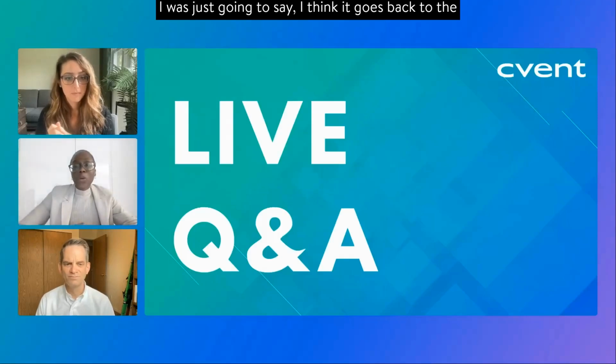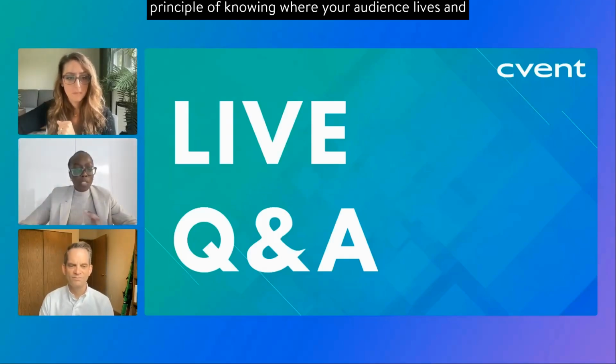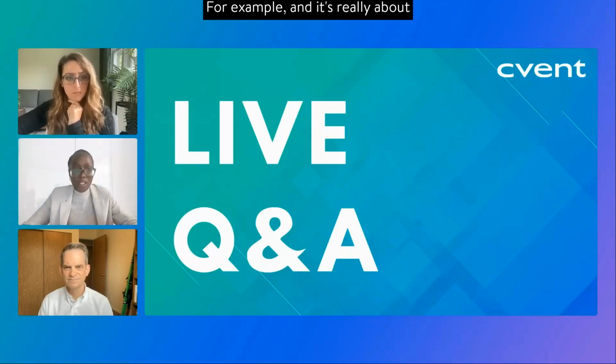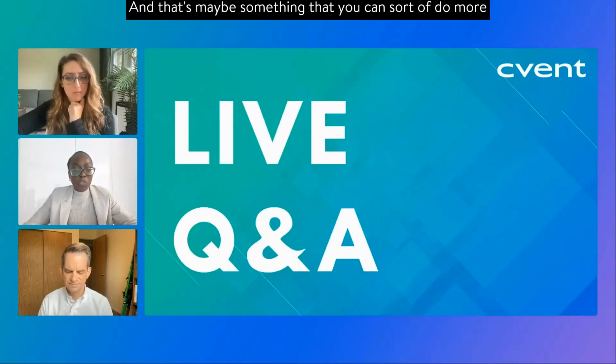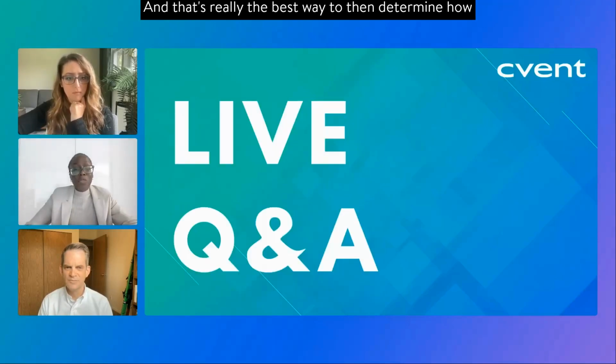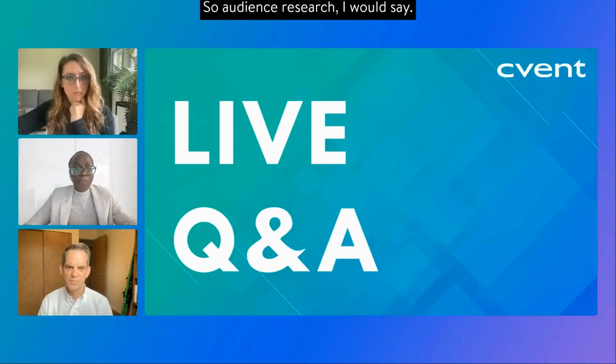I was just going to say, I think it goes back to the principle of knowing where your audience lives online. It might not be a channel we assume. It could be something like Facebook, for example. That's maybe something you can research more at your events, by doing some sort of survey to understand where they consume content and how they consume it. That's the best way to then determine how and where you create content for this audience. So, audience research, I would say.